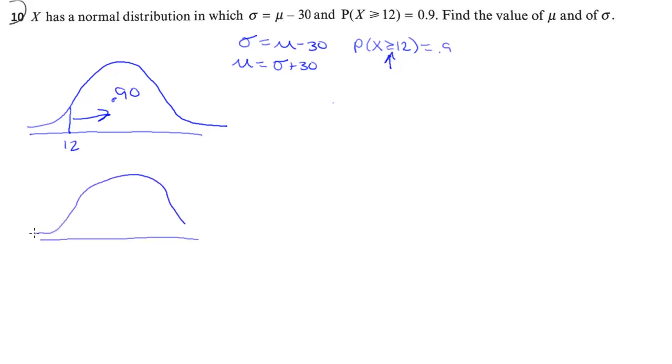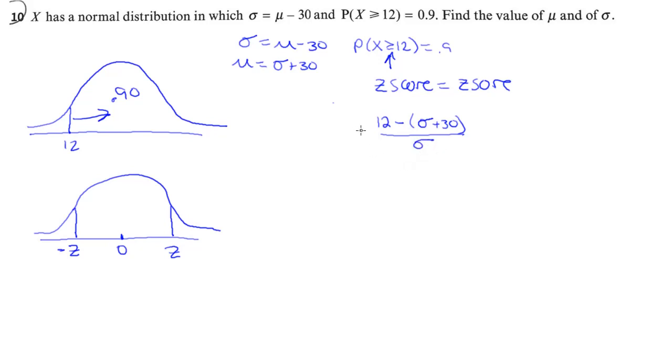And if I were to draw my z-scores, it's going to look something like this. So let's start over here on this side. If I set this up as a z-score, this is going to be 12 minus what the mean is. Well, the mean is equal to the standard deviation plus 30. So let's put that in there. And then we're going to divide by the standard deviation. So you notice we only have one variable here. And let's go ahead and clean this up a little bit. This is going to be the standard deviation minus 18 over the standard deviation. And then that's going to equal the z-score.